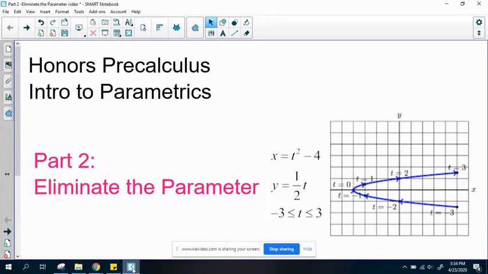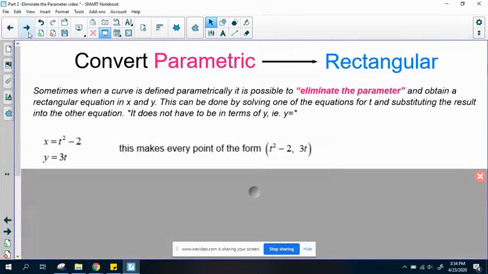In this video, I'm going to teach you how to eliminate the parameter. So basically what that means is we're going to take something that's in parametric mode and eliminate the parameter and get an equation that's in rectangular. So then it would just be a single equation rather than an equation with x and y in terms of t. When you eliminate the parameter, if that's all you're asked to do, you don't necessarily have to solve for y. It doesn't have to be in y equals.